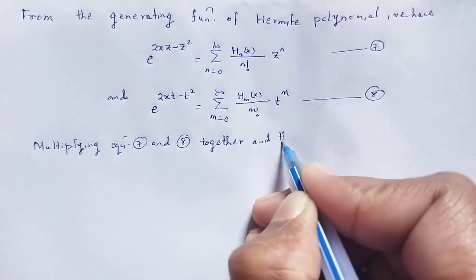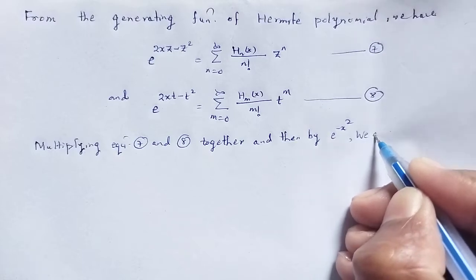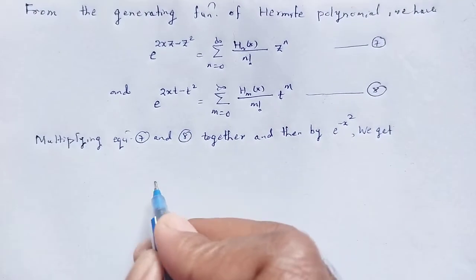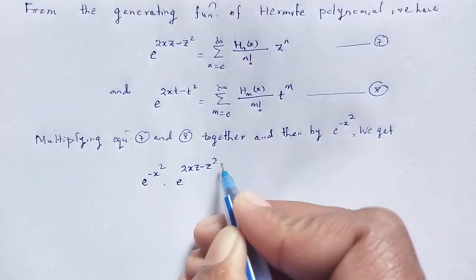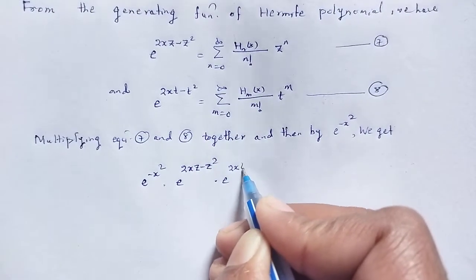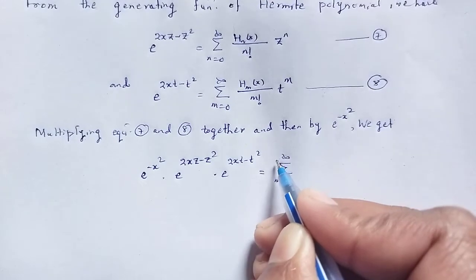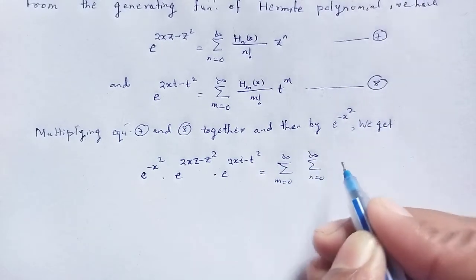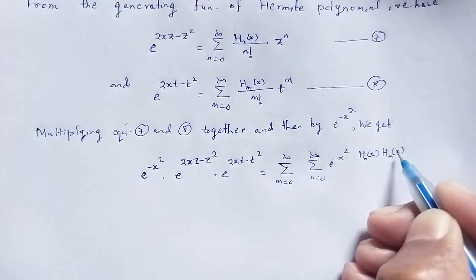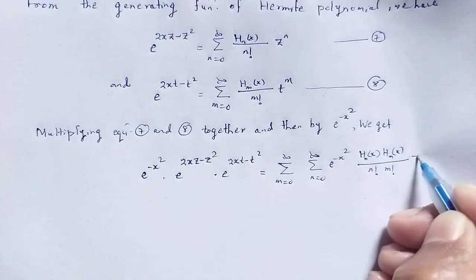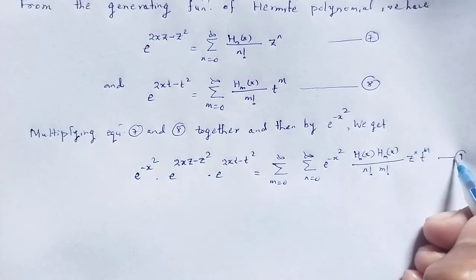and then by the factor e to the power minus x square, we get e to the power minus x square into e to the power 2xz minus z square into e to the power 2xt minus t square is equal to summation over m from 0 to infinity, summation over n from 0 to infinity, e to the power minus x square Hn(x) Hm(x) divided by n factorial m factorial, z to the power n t to the power m. That is equation number 9.